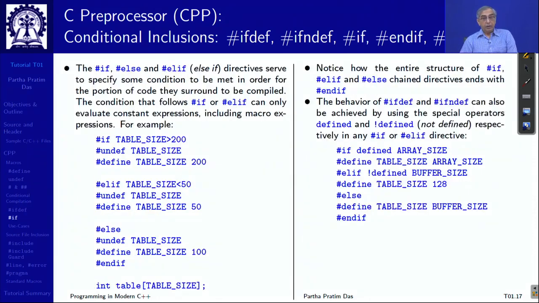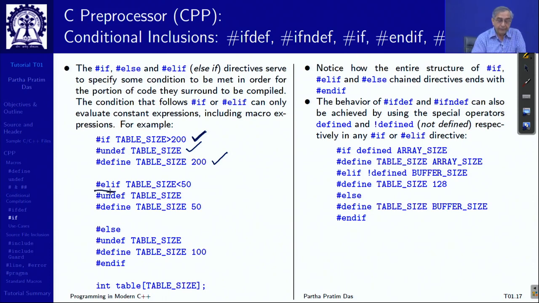You can also use else and else if. So, let us say if table size is greater than 200. Here it is not #ifdef, it is #if. So, when I say #if, it is more like a normal if. If table size is not defined, this will fail. If table size is defined and its value is greater than 200, then this will succeed. Then what will it do? It will undef. So, what you are doing? You are reducing the table size.